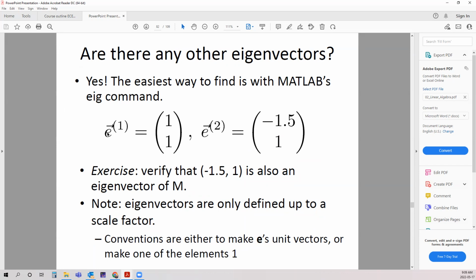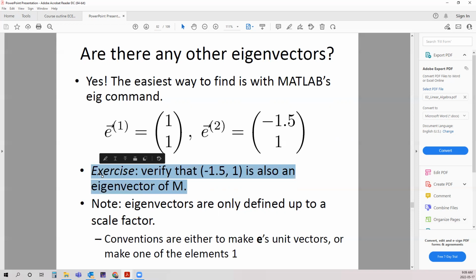If we have the eigenvector matrix with eigenvectors [1, 1] and [-1.5, 1], exercise: verify that [-1.5, 1] is also an eigenvector of M. This is what we call an in-class practice. I'm waiting for your solution next week.